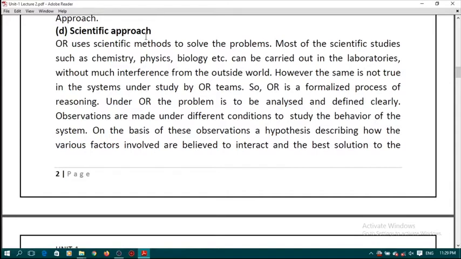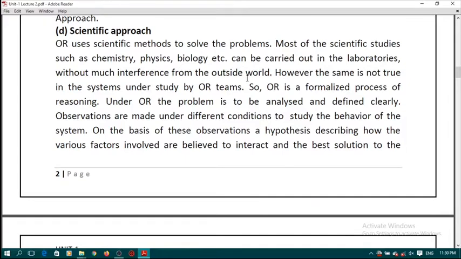It is a scientific approach. Operation research uses scientific methods to solve the problems. Most of the scientific studies, such as chemistry, physics, biology, etc., can be carried out in the laboratories without much interference from the outside world. But this will not happen with OR problems. There is so much interference from the outside world.